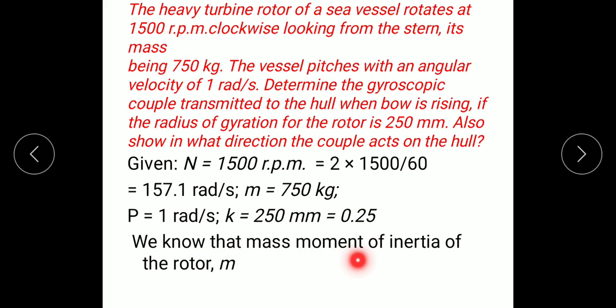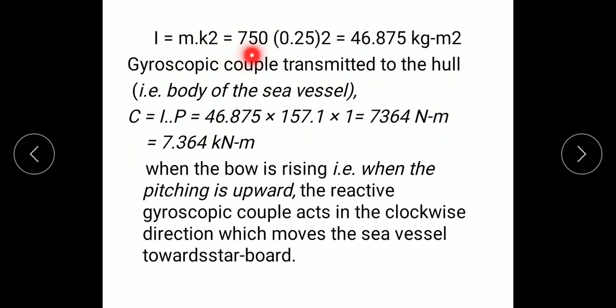Finally we know the mass moment of inertia. So here we have to remember this: the problem depends on the pitching case. Pitching case means, what is the formula we will use? C equal to I into omega p. That means p max we have to add here. So look, I equal to mk square, m 750, k 0.25. So if we find it out, it comes to 46.875 kg per meter square.